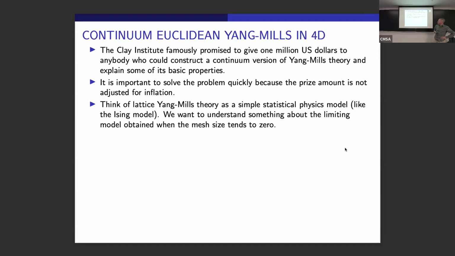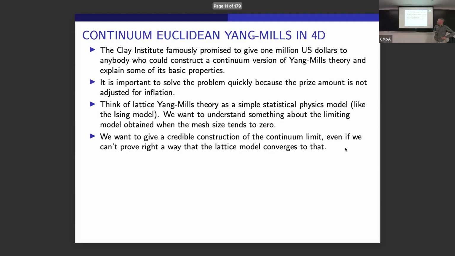So think of lattice Yang-Mills theory as a simple statistical physical model like the Ising model, and we will understand something about the limiting model you get when the mesh size tends to 0. There's been tremendous success in recent years for the Ising model, things like that. We understand that far better now than we did 30 years ago. And the goal is to repeat the success for the next simplest model after the Ising model, which is this Yang-Mills type model. And you want to give a credible construction of the continuum limit, even if maybe you can't prove right away that the lattice converges to it.